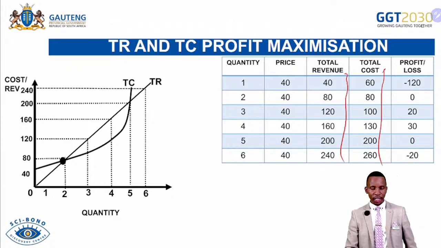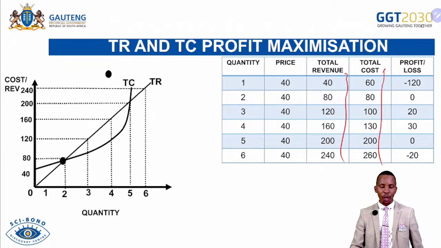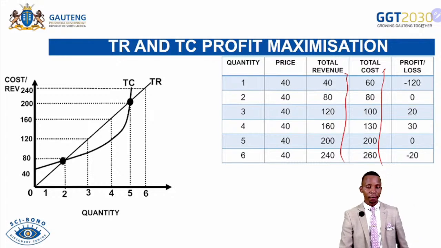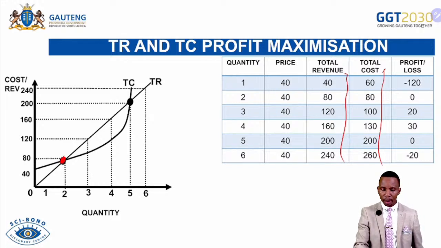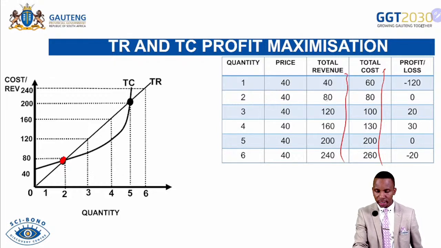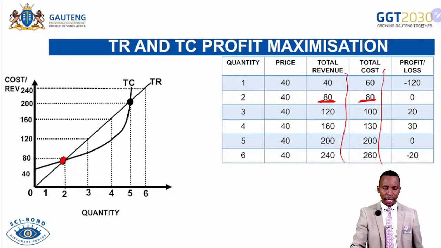So let's see what happens. There are 2 points in here where our revenues are equal to cost. You can see this point here indicates our revenues are equal to cost. That is quantity number 2. We can see there it goes. Revenues are equal to 80 and costs are equal to 80.